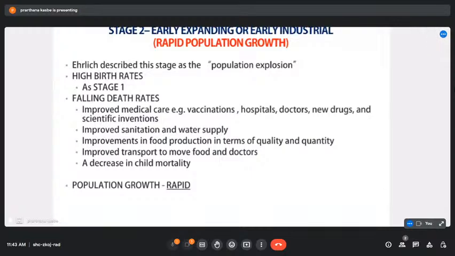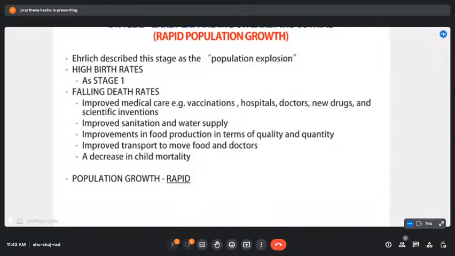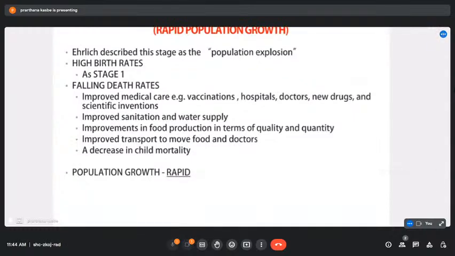High birth rate as in stage 1. स्टेज 1 मध्ये ज्याप्रमाणे हाय बर्थ रेट होता त्याच पद्धतीने हाय बर्थ रेट होता, but the falling death rate. So this stage is high birth rate and falling death rate. That's why the population is increased day by day. What is the cause of the population growth?